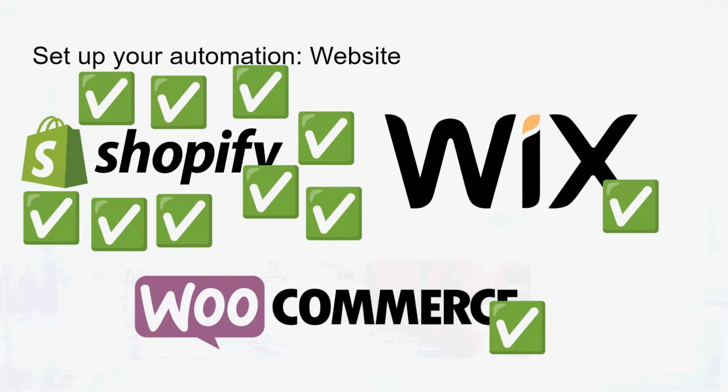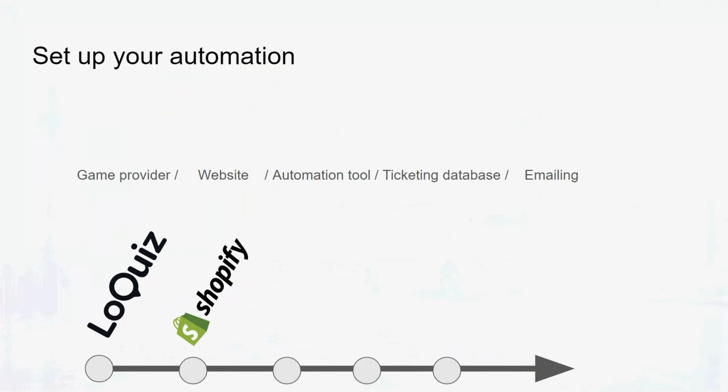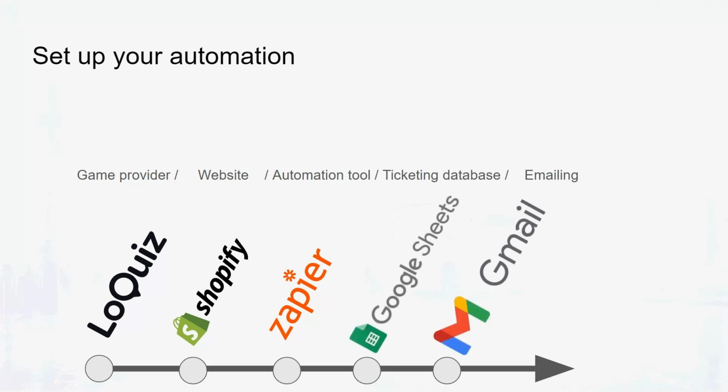Returning to our tools, we have the automation tool, the most crucial one, Zapier. We will utilize Google Sheets to store our ticketing data. And we'll send emails through Gmail. With all of these, we'll ensure our players are happy to play your games or tours. How do we structure these 5 tools together? Let's see.